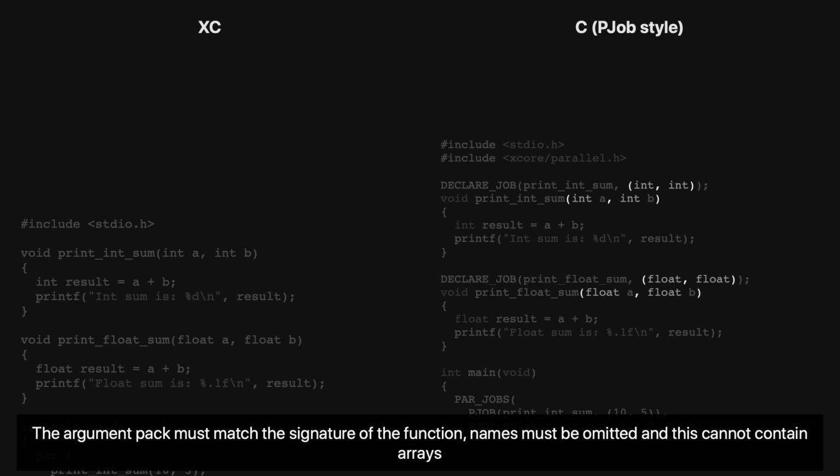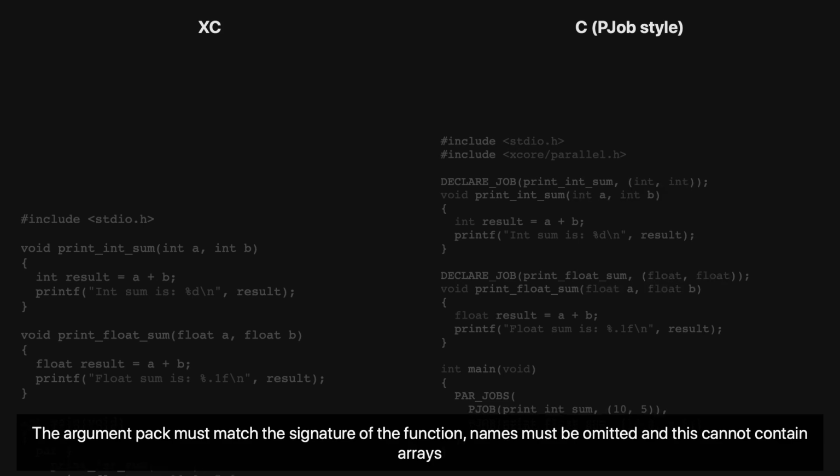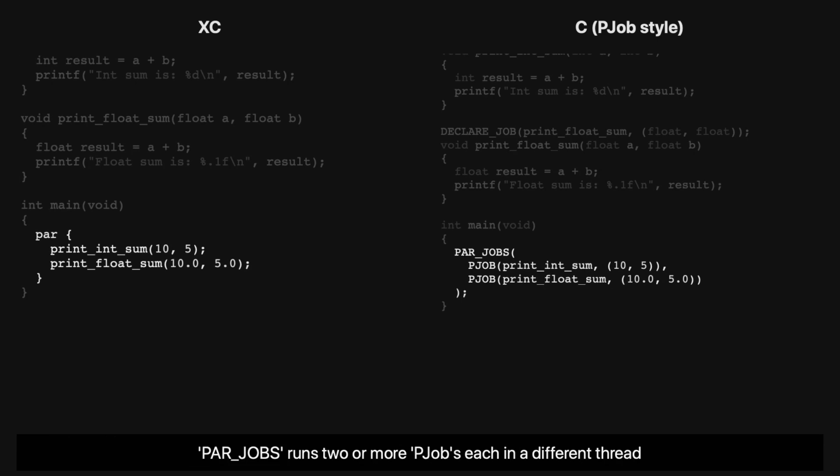There are some restrictions on the types which can appear here. CV qualification is fine, but arrays and pointer to function types are not allowed. Essentially, any type where the name appears in the middle of a declaration is not allowed. Once the functions are correctly declared, we can use them with the parjobs macro. Parjobs runs 2 or more pjobs.